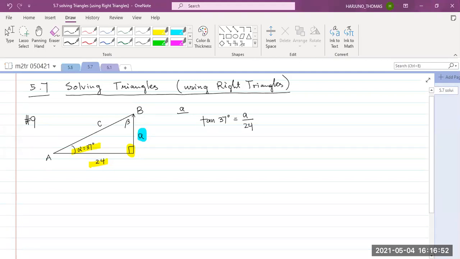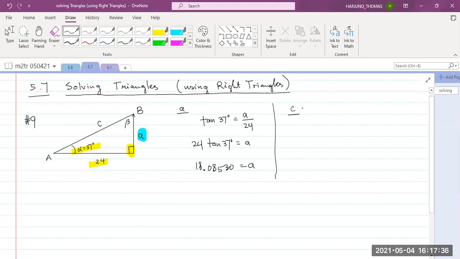Are you with me? Then A is equal to 24 times tangent 37 degrees. Then you use your calculator. Remember, round it to 5 decimal places, and make sure that the mode is correct. The mode in this case is in degree. 24 tangent 37 degrees is 18 point something. 18.08530 equals A.